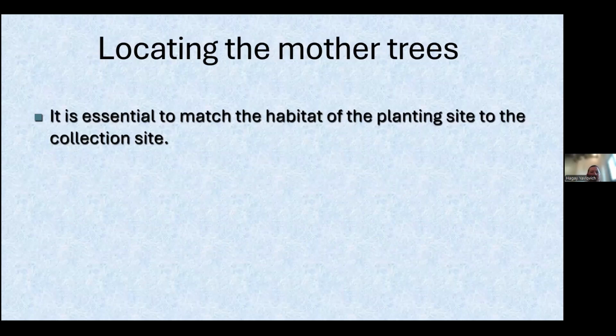We must remember that it's essential to match the habitat of the planting site to the collection site. It means, and I think most of you know this, that if you collect from the north of your country, you must plant the trees that you make from those trees in the north, and if you collect seeds in the south, the trees you make from these seeds you must plant in conditions that look the same in the south, and so on.